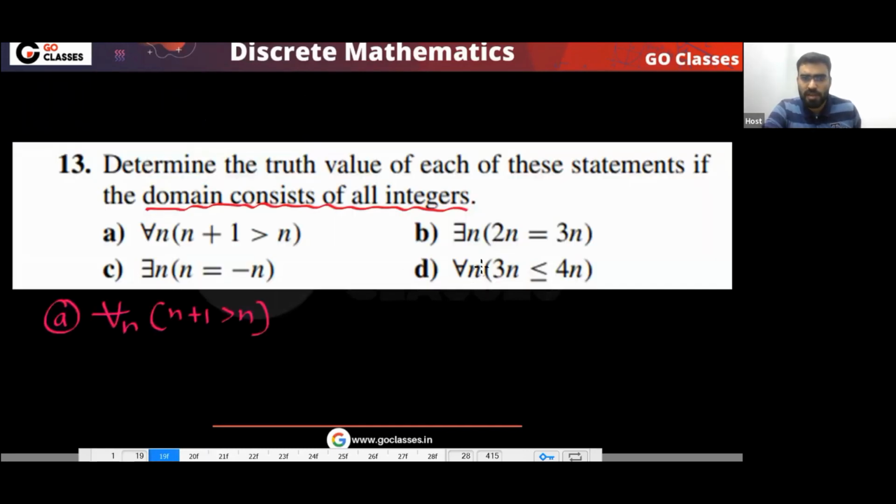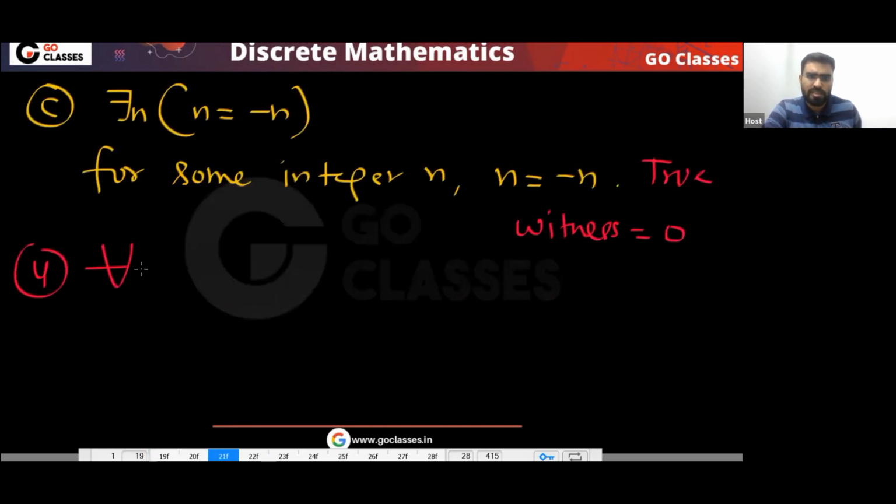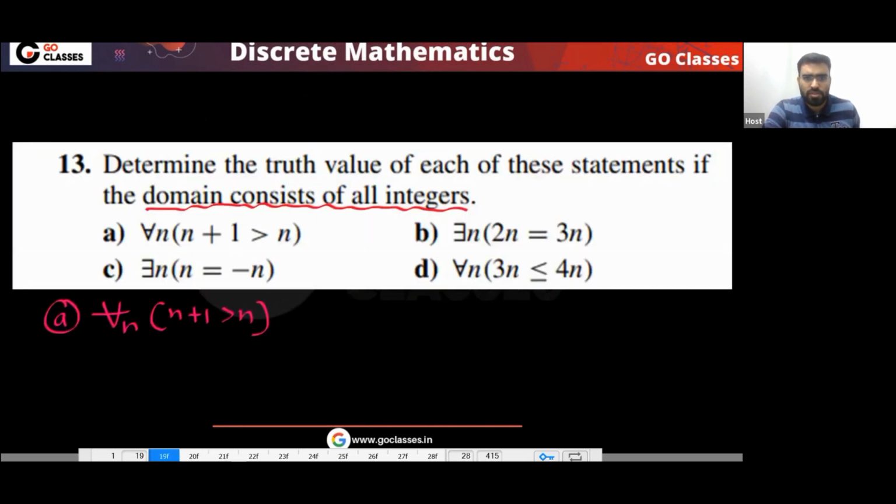The last statement: for all n, 3n is less than or equal to 4n. This statement is saying that for every integer, 3n is less than or equal to 4n. This is false. And who is the counterexample? The counterexample is, for example, minus 1. So this is the idea. This is false. So this is your question.